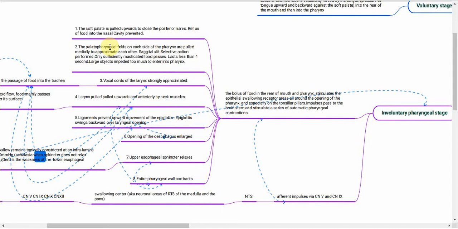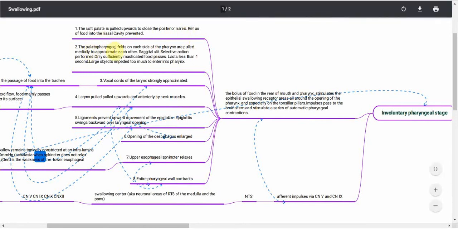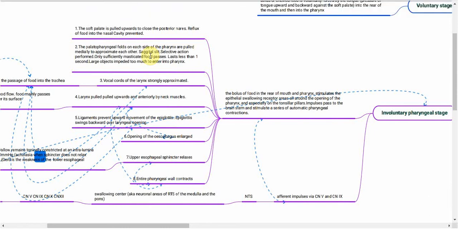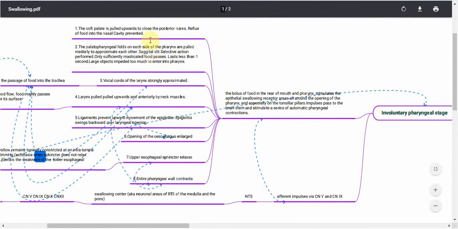We have the palatopharyngeal folds on each side of the pharynx, and they're pulled medially to approximate each other. So if you look at an image of the pharyngeal opening, on either side you will have these palatopharyngeal folds because of the palatopharyngeal muscle. They will be approximated medially, and because of that, the pharyngeal opening will be reduced to a slit in the midline known as a sagittal slit. This is a preventive mechanism to prevent reflux into the nasal cavity.